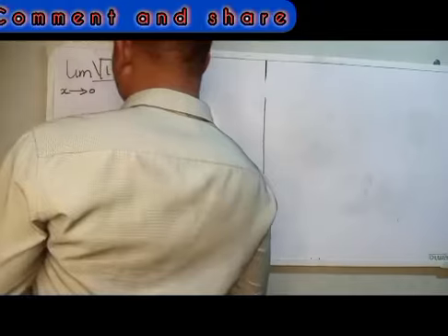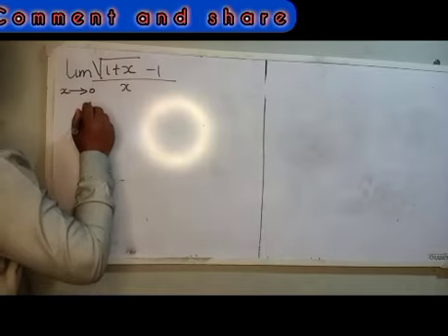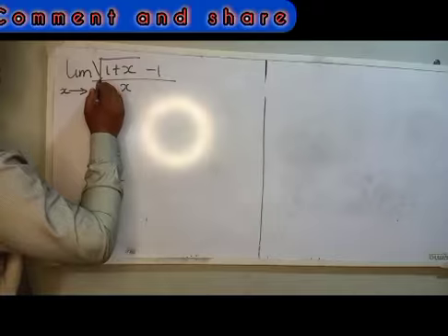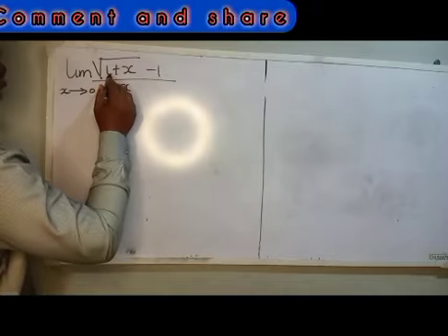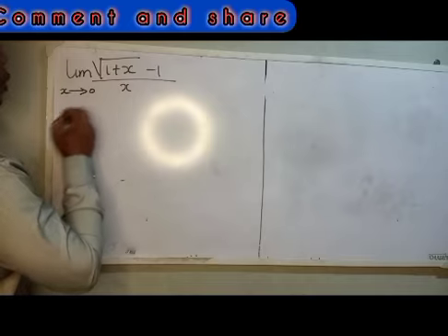All right, let's solve this problem. We have this limit problem that says limit of square root of 1 plus x minus 1 all over x, when x is tending to 0.